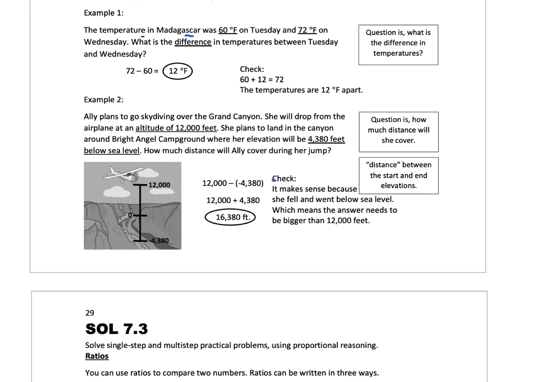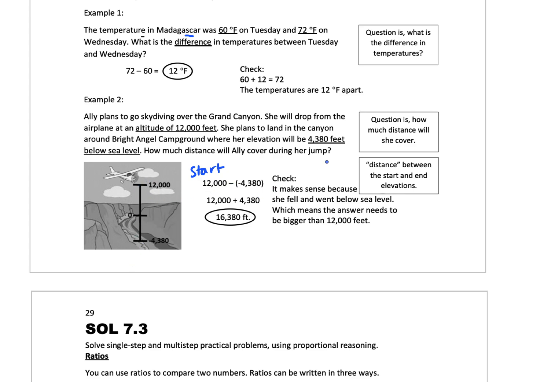So it might be helpful to draw a picture of this for you. So we have an airplane. She's going to be skydiving, so she's going to drop all the way from where the airplane is 12,000 feet above the sea level. And then she's going to cross sea level and go down into that canyon, which then gets her 4,380 feet below sea level. So she's starting at 12,000 feet, and that's positive because it's above sea level. And then we're finding that distance between there.